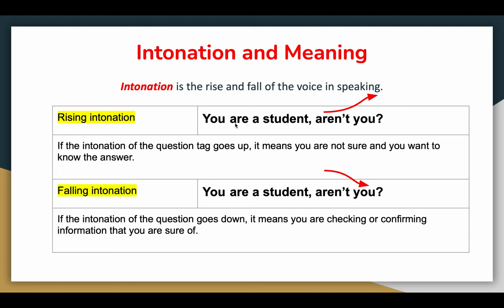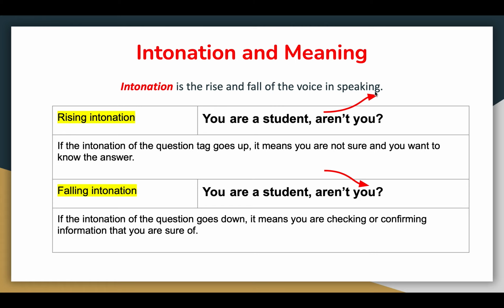Example: you're a student, aren't you? You are a student, aren't you? If you use the rising intonation, that means you're not sure if the person you're talking to is a student. That's why it's rising intonation. Again, you are a student, aren't you?